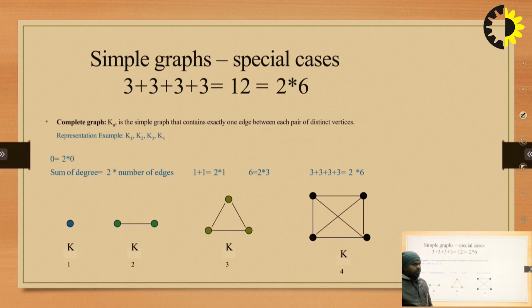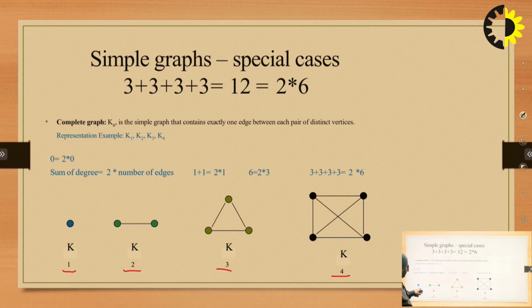So for the special cases, here are the special cases for the simple graph. Okay, a simple graph Kn is the simple graph that contains exactly one edge between each pair of distinct vertices. We are representing a complete graph. The definition of complete graphs: K1, K3, K4. We are seeing that this is a 1, this is a 2, this is a 3, this is a 4. This is a complete graph.